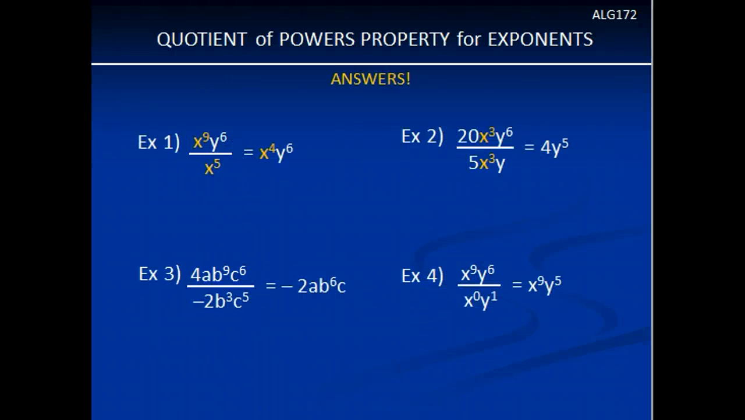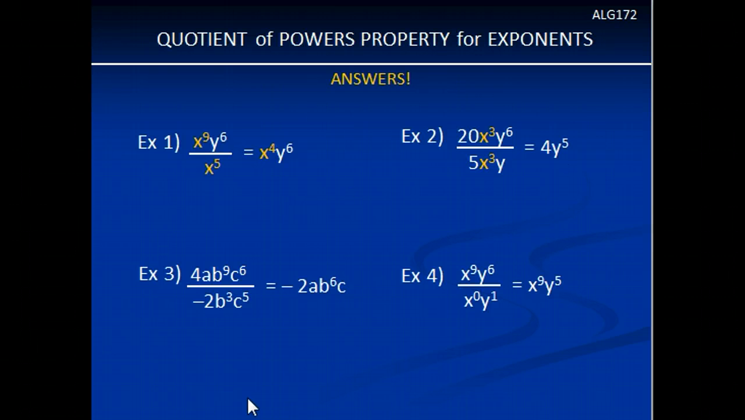Okay, here are the answers, and I want to point out a few things. Here, x to the 9 over x to the 5 is going to be 9 minus 5, so that's x to the 4th. There's nothing on the bottom for the y's, so the y to the 6 just hangs out there. It stays there. Example 2. 20 divided by 5, like I said, is 4. We can cancel out our x's. X to the 3rd over x to the 3rd is just a 1. And 1 times 4 is just 4. Y to the 6th over y leaves us with y to the 5th. So our answer is 4y to the 5th.